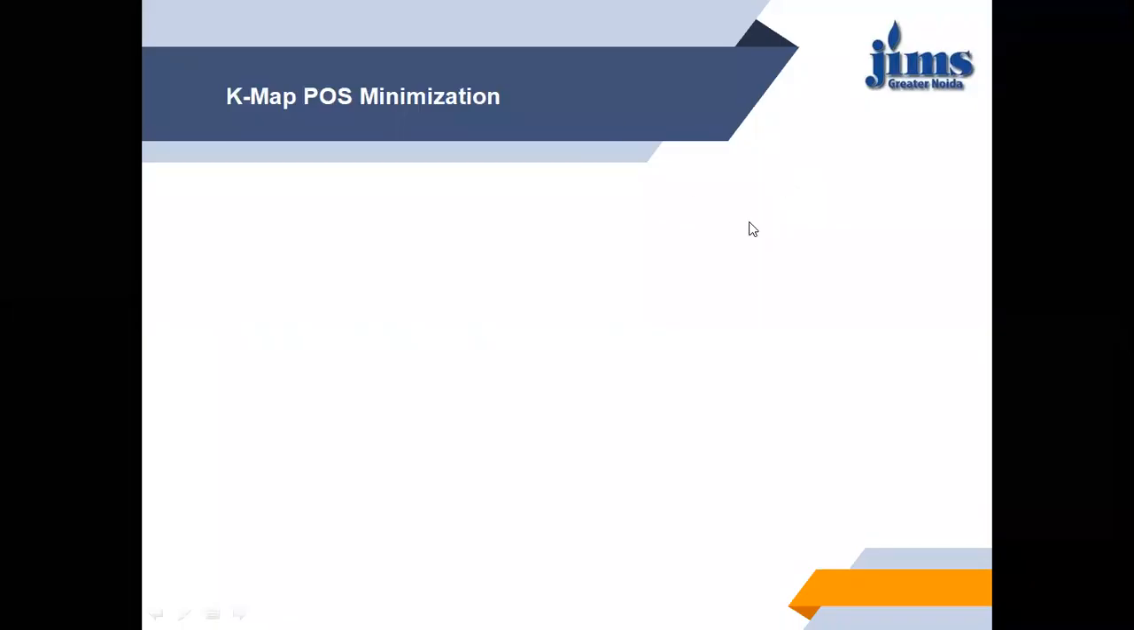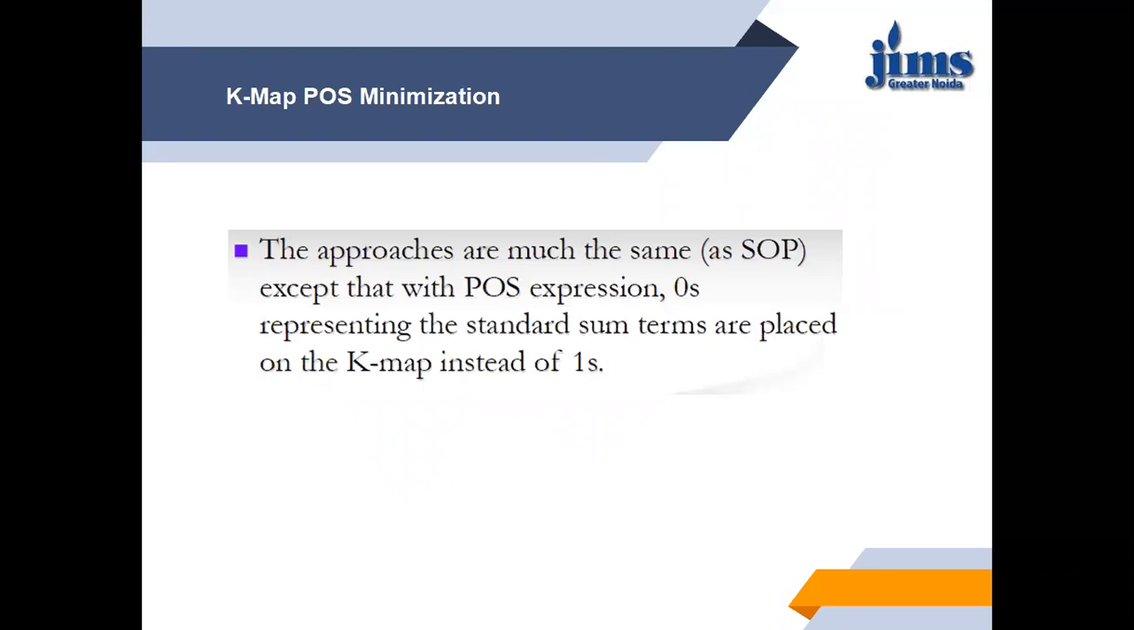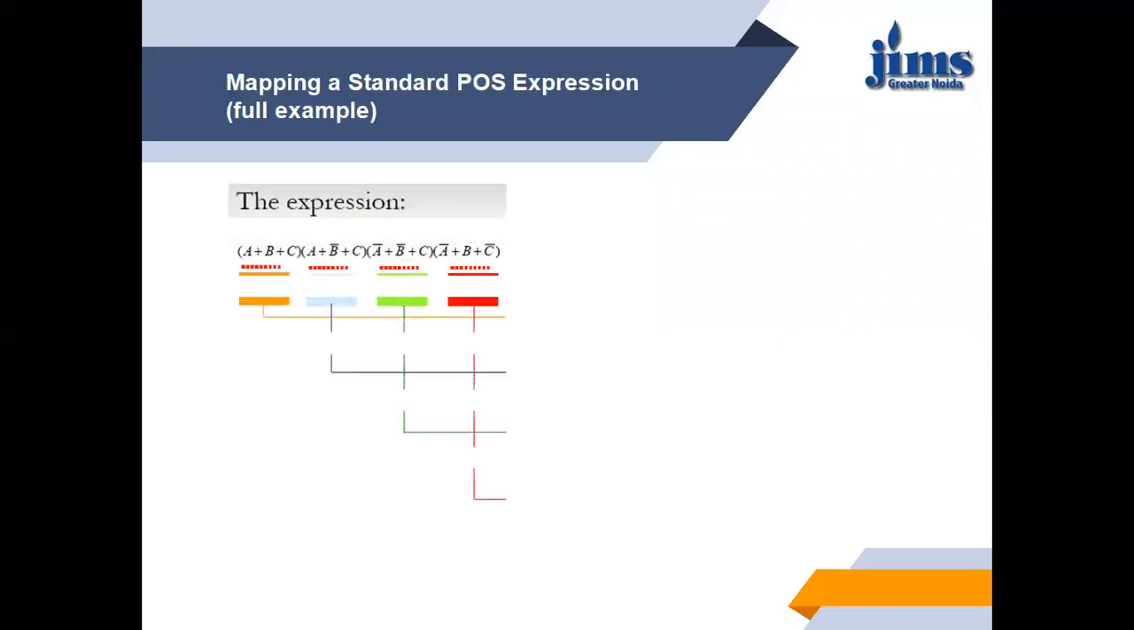As we have done the pairing or the K-map minimization with the help of SOP, the same can be done with the help of POS, product of sum minimization, and the manner is the same. The approach is much the same as SOP, except that for POS expressions, zeros representing the standard sum terms are placed on the K-map instead of 1s. So SOP is represented by ones, and on the other hand, POS is represented by zeros in the K-map, and the same will be mapped into the K-map.